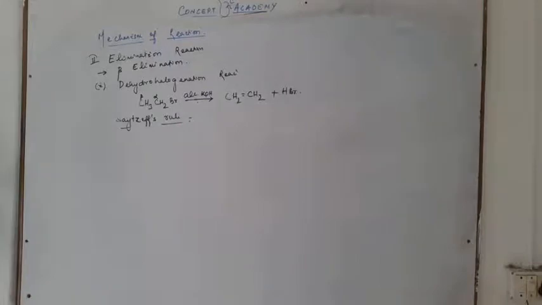So Saytzeff's rule. What does this rule state? If only one beta is there, then it is the simple form and you will go with that. But whenever there are two betas, then it has to follow Saytzeff's elimination. Now what is Saytzeff's rule?